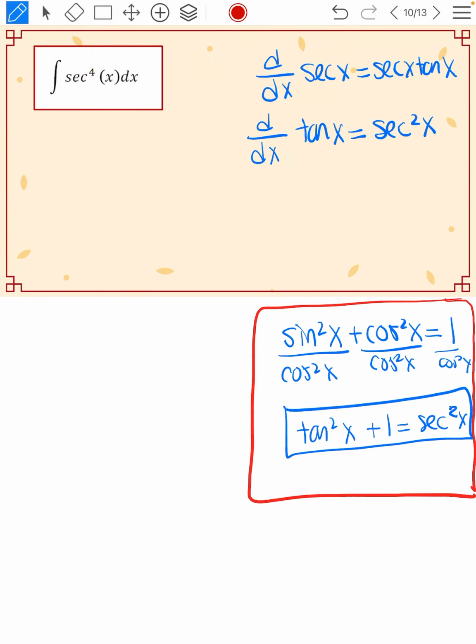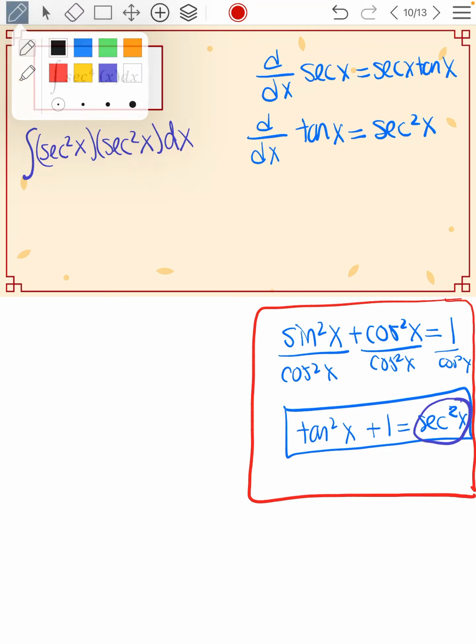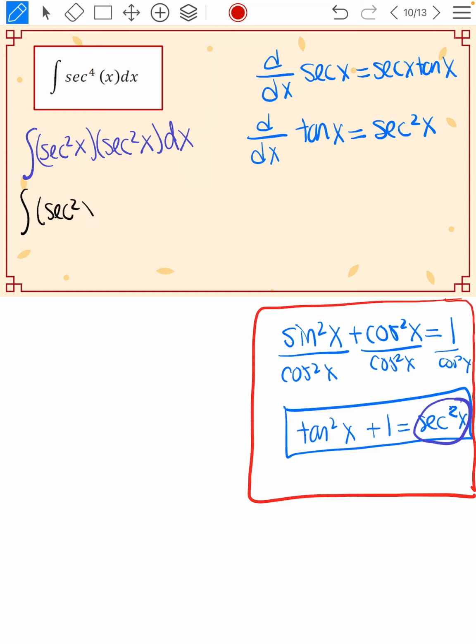So we already did this first part where we figured out what trig identity to use. Now we're going to have to replace secant squared. I'm going to need to break up secant to the fourth x into secant squared x times secant squared x dx. Just rewriting the problem, that's equivalent. And now I can replace secant squared x. So I'm going to keep one of these.